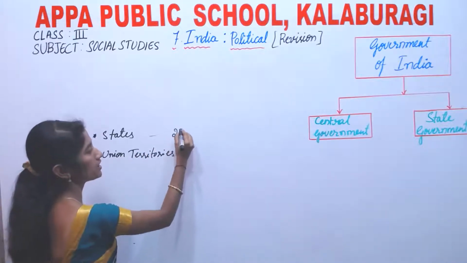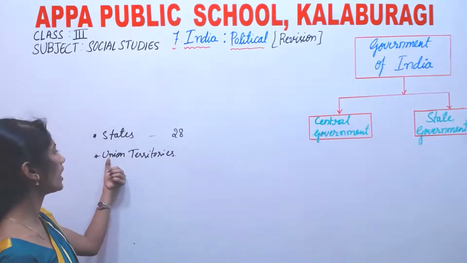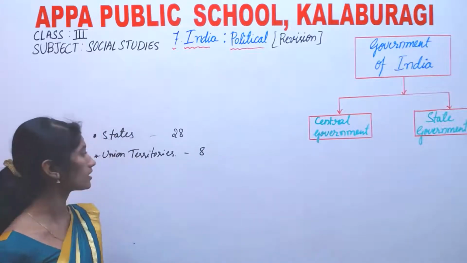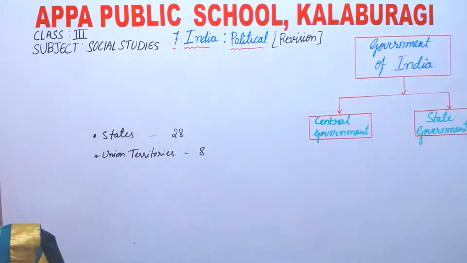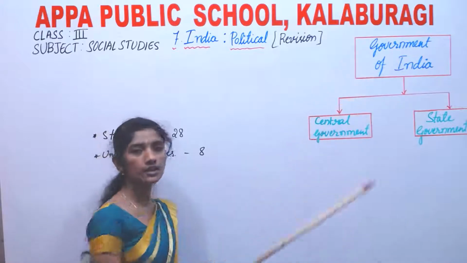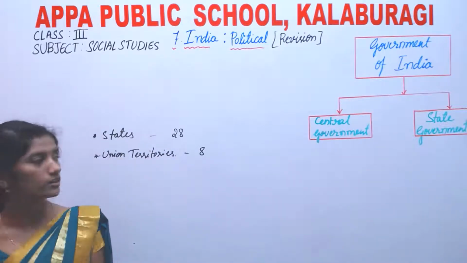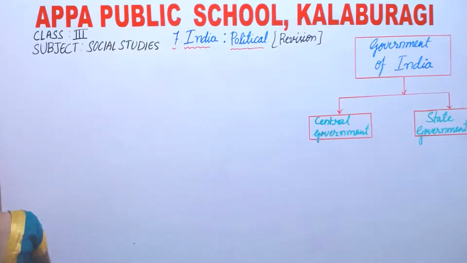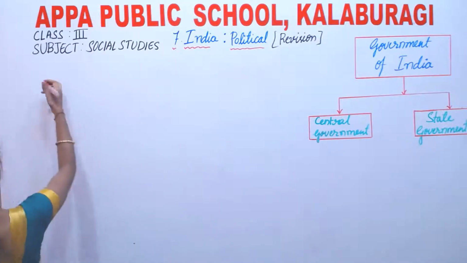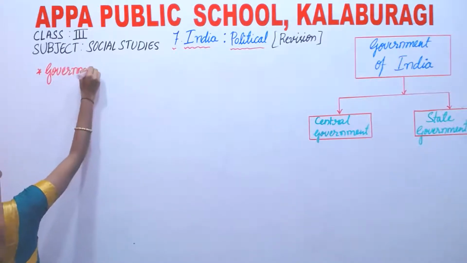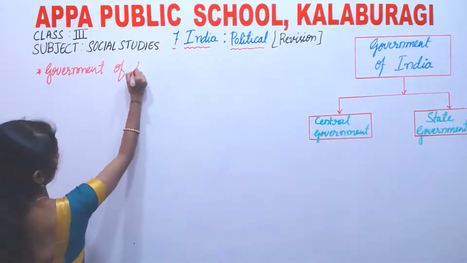There are 28 states. And how many union territories are there? There are 8 union territories in India. In today's class, we are going to discuss the government of India. Let us start.